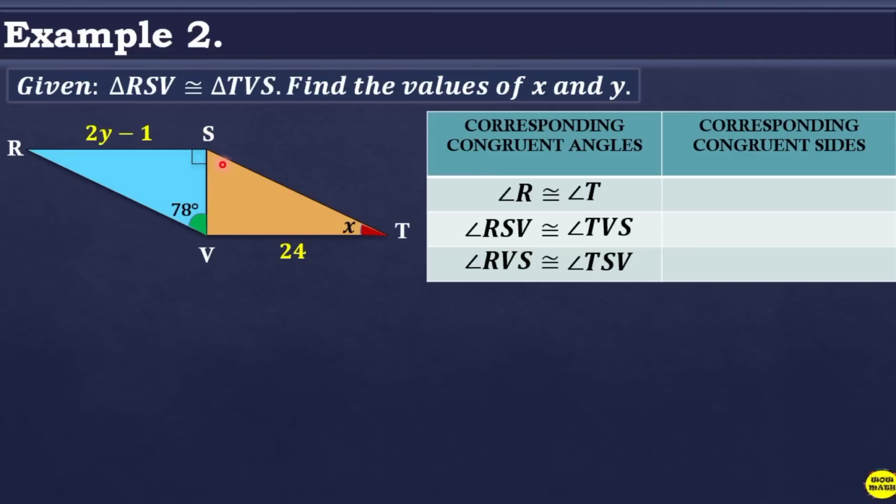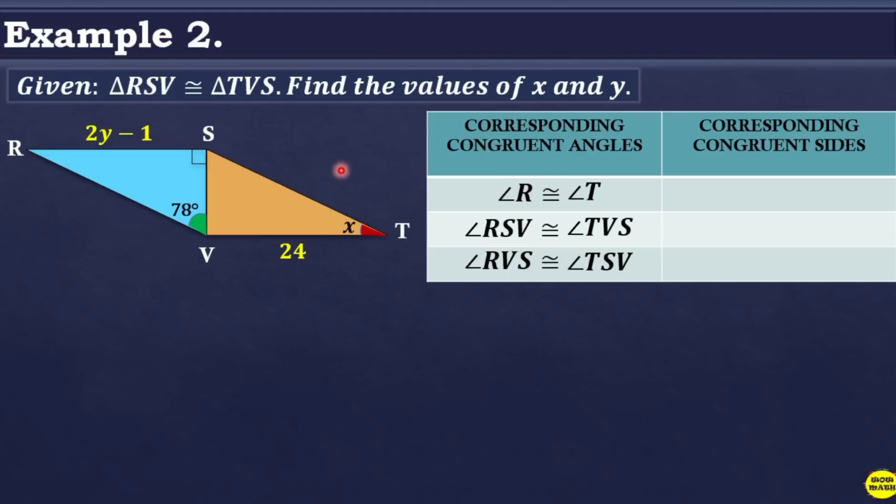Now, halimbawa, ang gagamitin mo ay angle SVR. Halimbawa po, SVR. Ang gagamitin mo rin po ay VST. Hindi po TSV. Kasi nag-start ka dito. So, SVR, edi dito ka rin. VST. Okay? Kung yun ang gagamitin mo, tama rin po yun. Okay? Basta, make sure na tama po yung order ng ating vertices. So, kung ang gagamitin mo ay R, V, S, edi T, S, V.